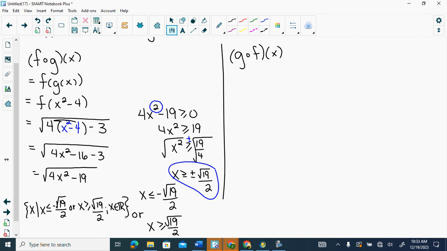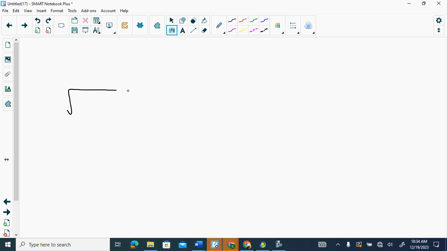Now, sometimes your radicals don't end up with a restriction. So, side note, we'll come back to this in a second. If I had instead given, say, 14x squared plus 19, say the difference was a plus 19 instead of a minus 19.